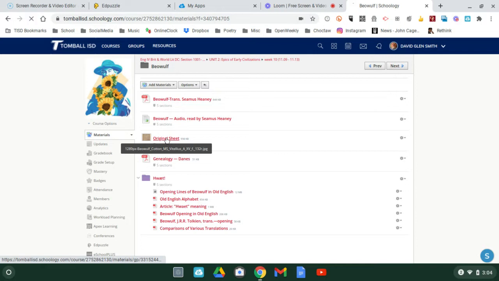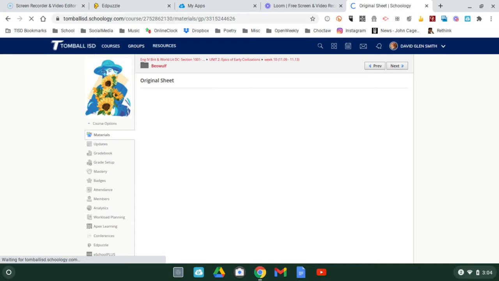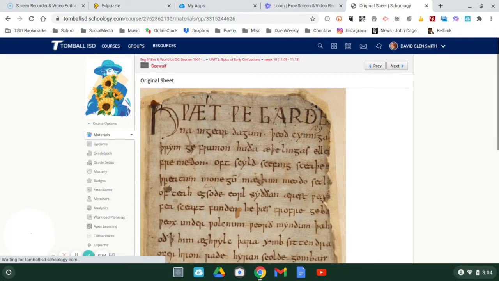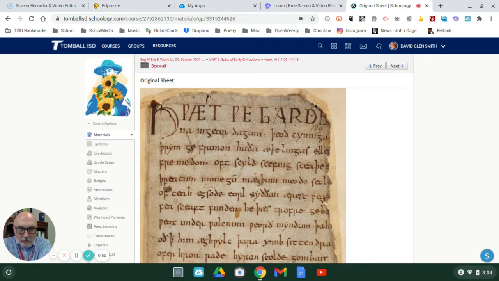So first off, I'm going to open what I've labeled original sheet. This is a copy of the actual document where we get Beowulf from. This is the oldest version of the poem. And when you look at it, you can see this is indeed in Old English. This is the language that the Anglo-Saxons spoke. Okay. This is the beginnings of English history, of English literature.